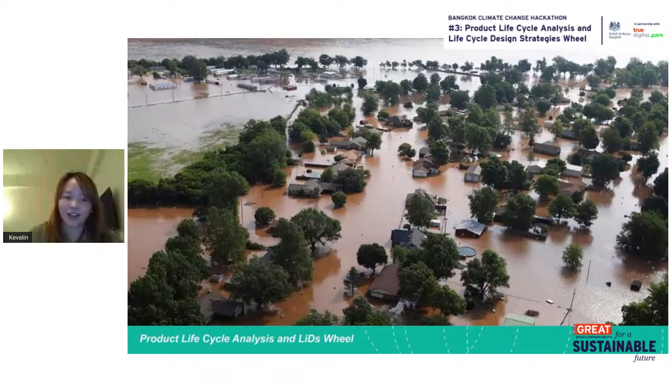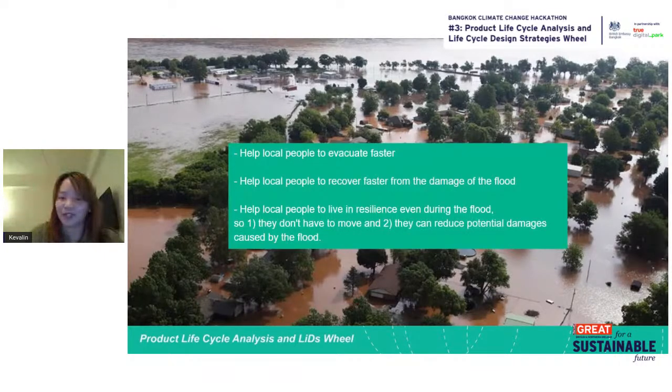Approximately 3,000 local people lose their houses and properties in the flood. You can try to help local people to evacuate faster, or help local people to recover faster from the damage of the flood, or help local people to live in resilience even during the flood. So first, they don't have to move, and second, they can reduce potential damages caused by the flood. And this is one example problem that you can try to solve.